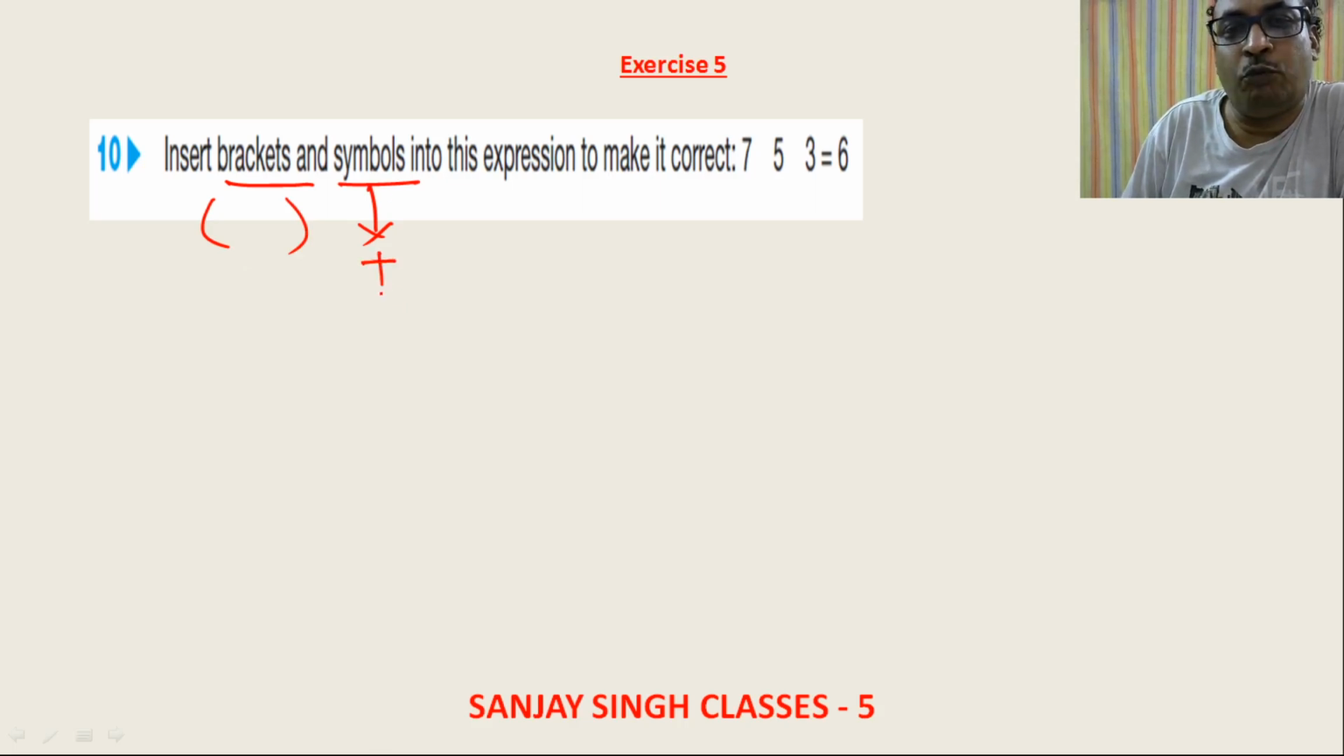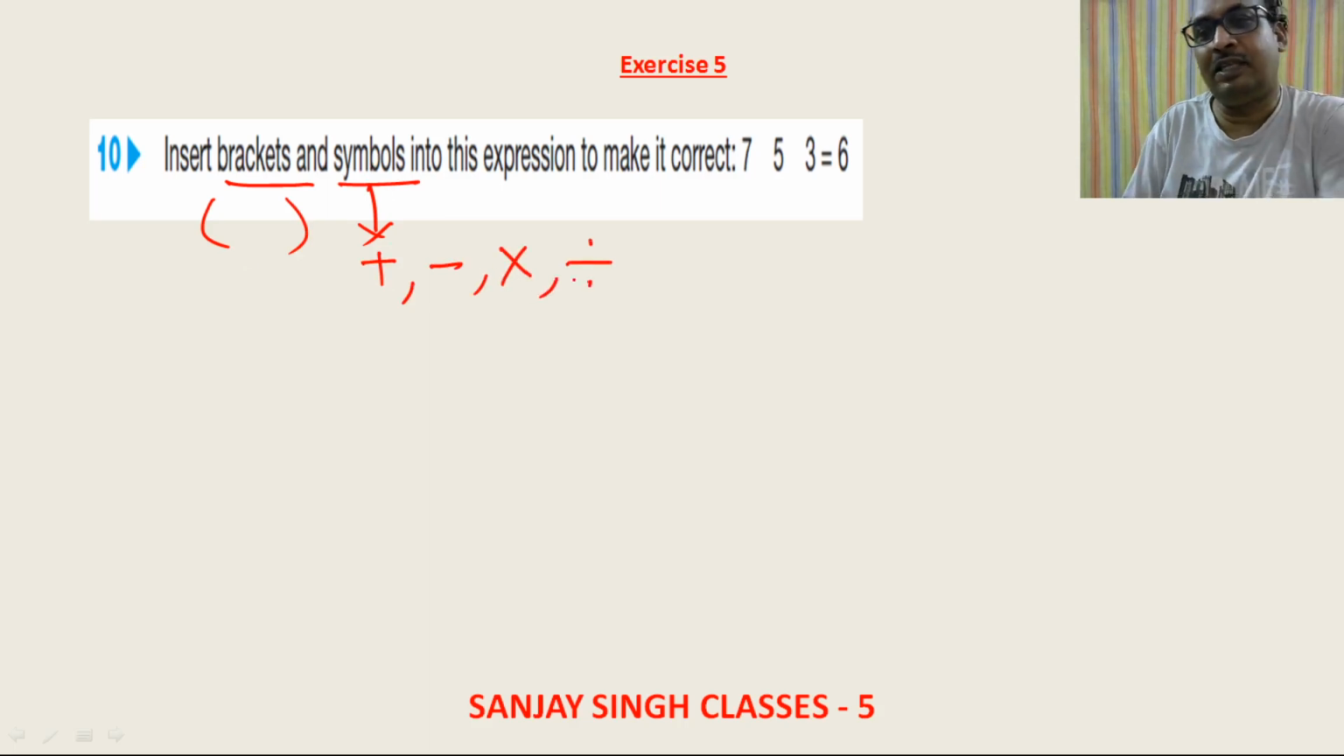Symbols, we can put plus, we can put minus, we can put multiplication, we can put division. These are the four symbols we can utilize. Simultaneously we need to use brackets also. In the previous question, we were asked to use only brackets, but here we need to use symbols also.